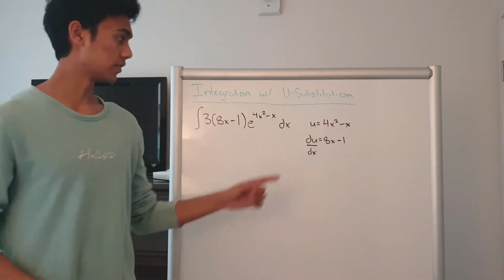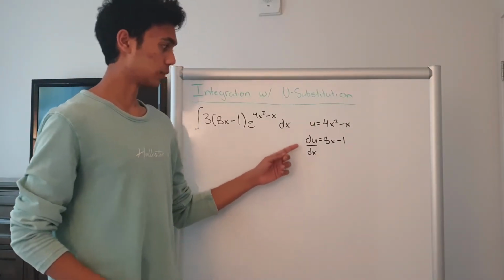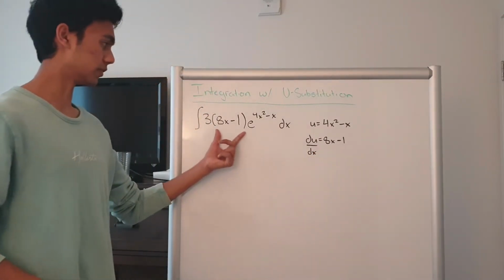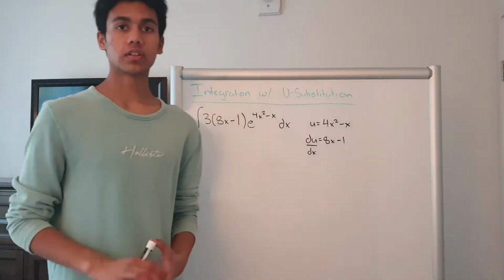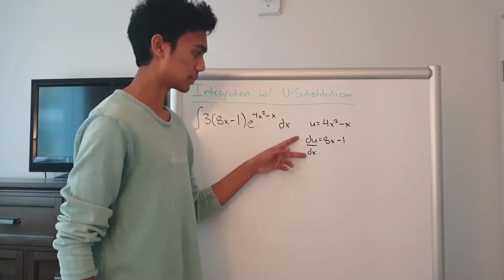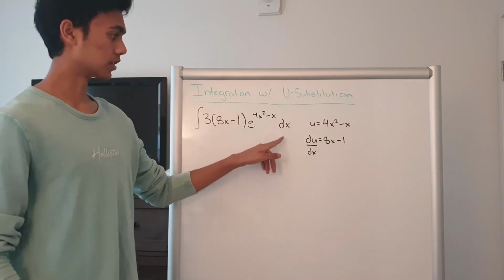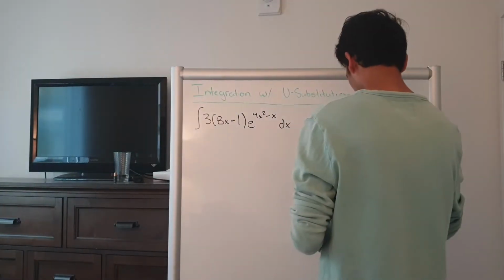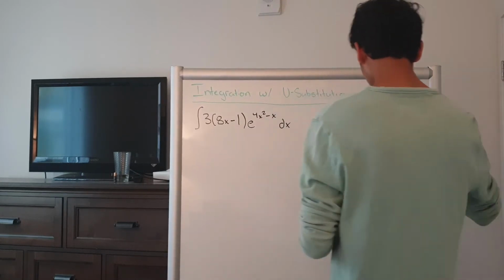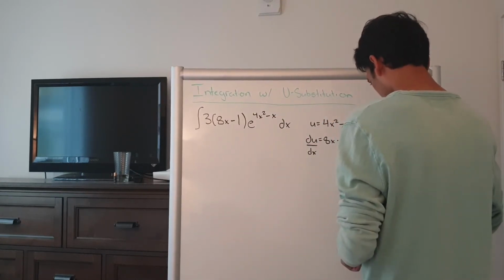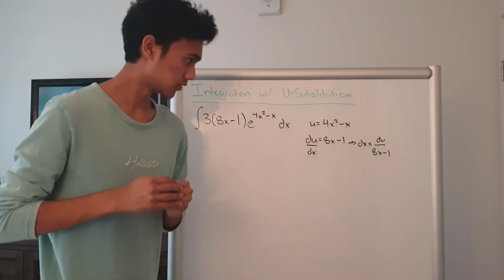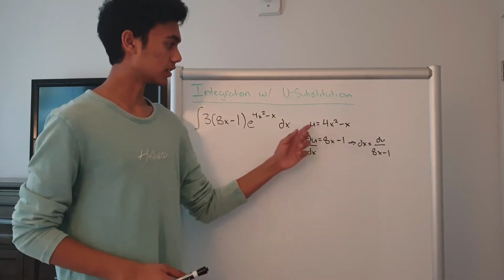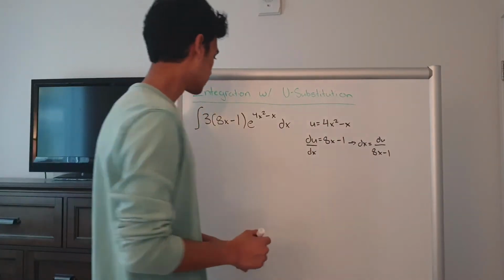Now if we take the derivative of u with respect to x, we get du dx equals 8x minus 1. This term looks very similar to the one right here. Now if you know anything about calculus, you know that these terms can be separated. And we're trying to replace this term, so we're going to have to solve for dx. So this is what you get when you do that.